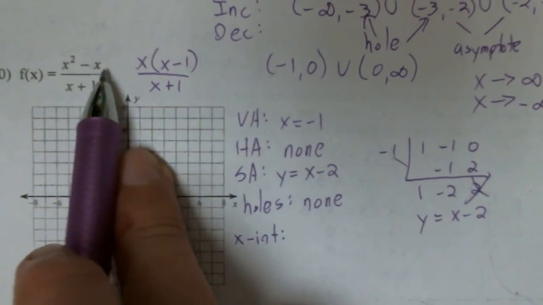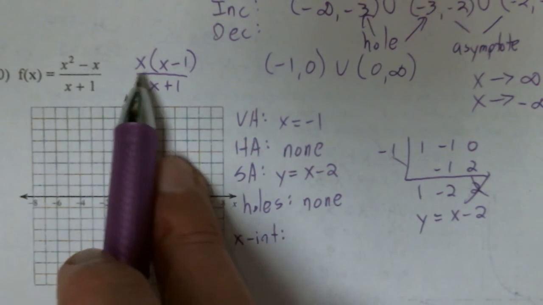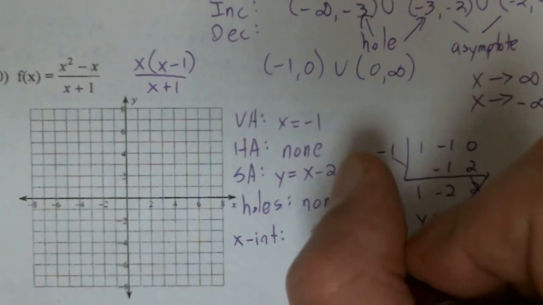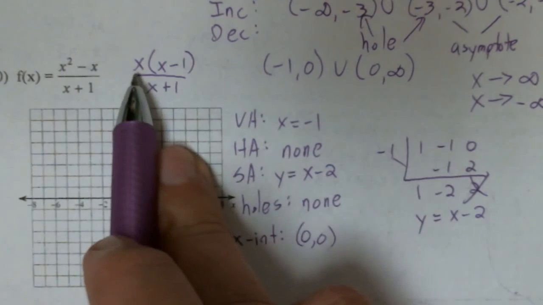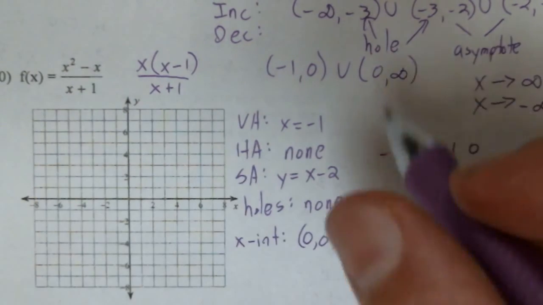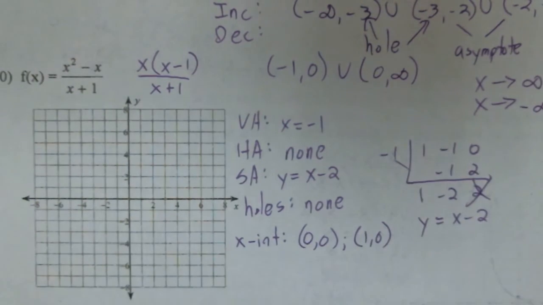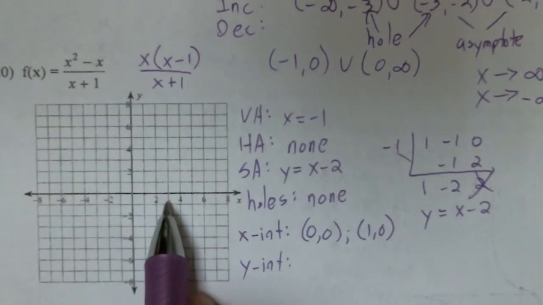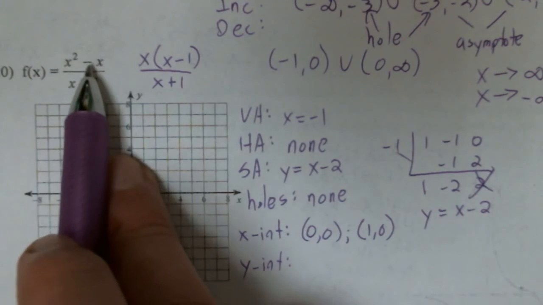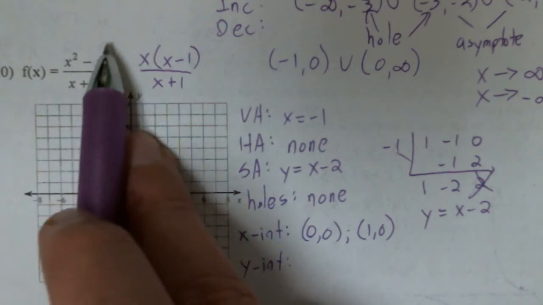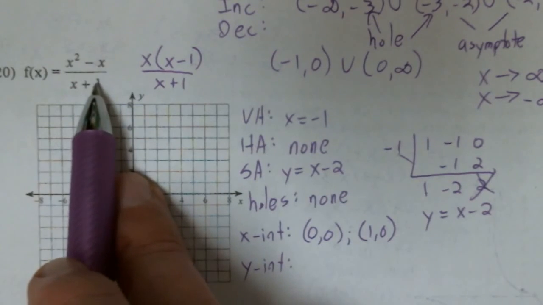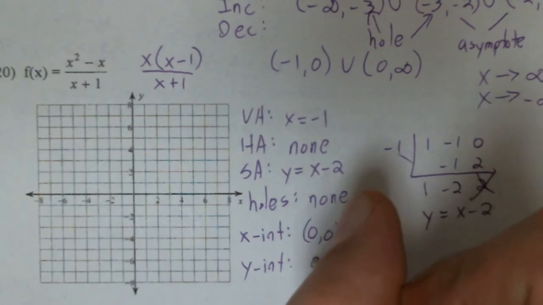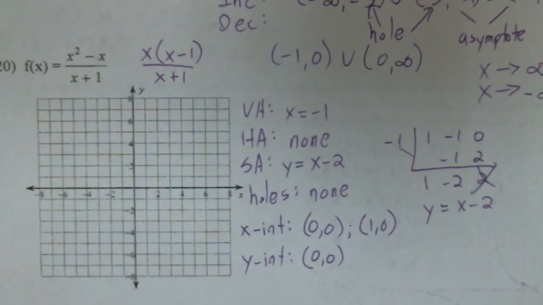X-intercept is where you set the numerator equal to 0. In this case I have two places. I can set that x equal to 0, and that's just 0, so that's going to be the origin, 0, 0. And then if I flip that sign, that's going to be 1, so 1, 0 for the x-intercept. Y-intercept is where everywhere we see an x, we stick in a 0. So 0 minus 0 is 0, and then 0 over 1, 0 over anything is just 0, unless it's 0 over 0. So the y-intercept is 0, also the origin. A lot of stuff happening at the origin.